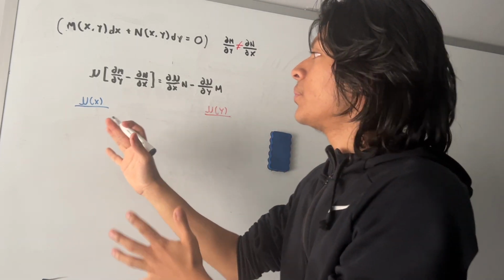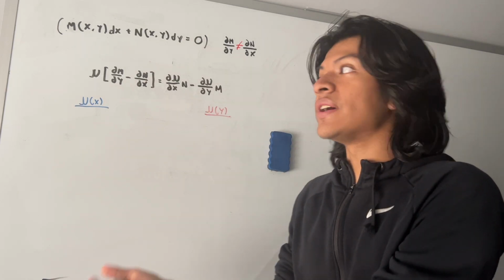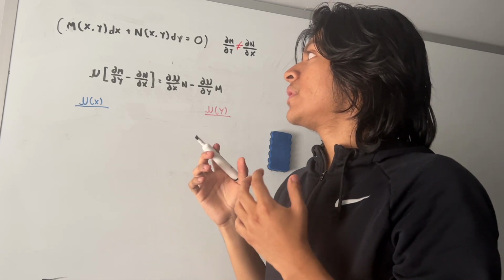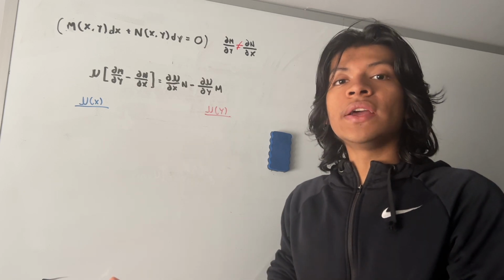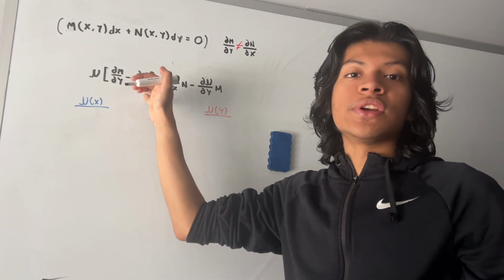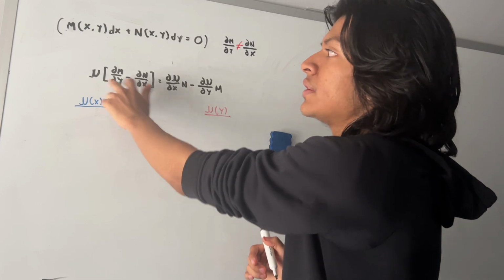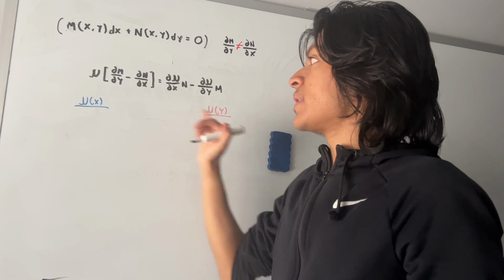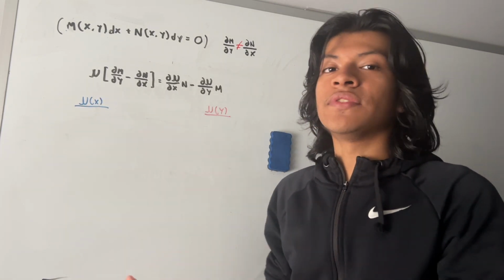Now here we have the cases where our function u is just a function of x, and where u is just a function of y. If your integrating factor happens to be a function of x and y, then this would be straight up the equation that you would use to solve for your integrating factor. Just divide both sides by this term, then you can solve for your function of u. But right now, these are special cases where it's just x or y. So let's go over when u is just a function of x first.